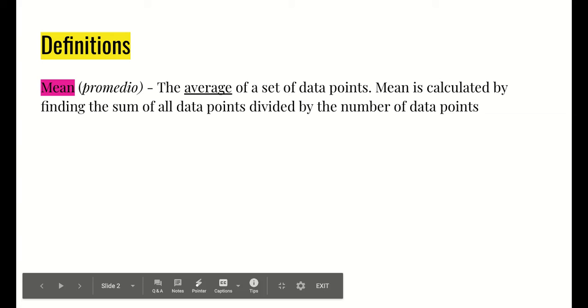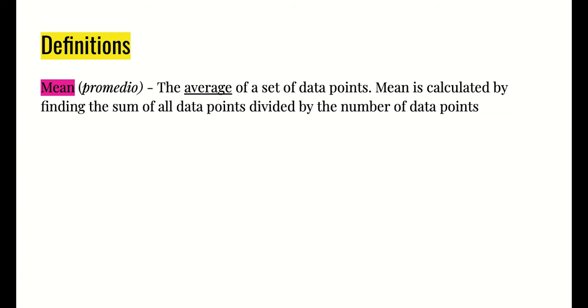It is the average of a set of data points, meaning we have a group of numbers and it's just the average of them. The way that we calculate the mean is by adding all of our data points together and then dividing by how many numbers there are. Let's look at what this looks like in an example.